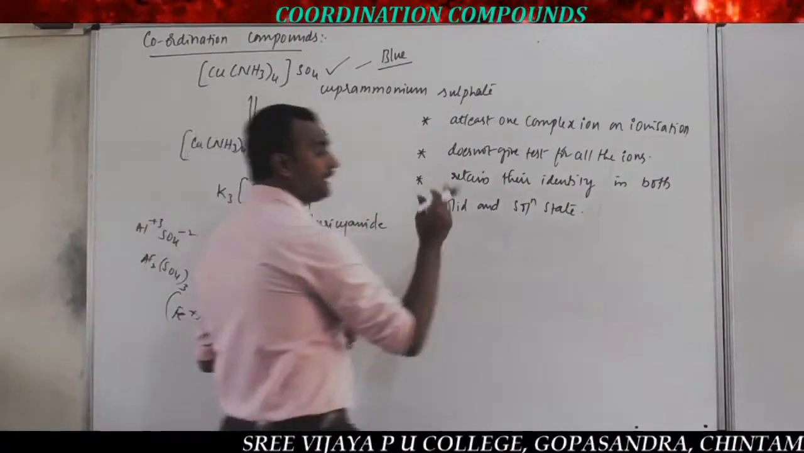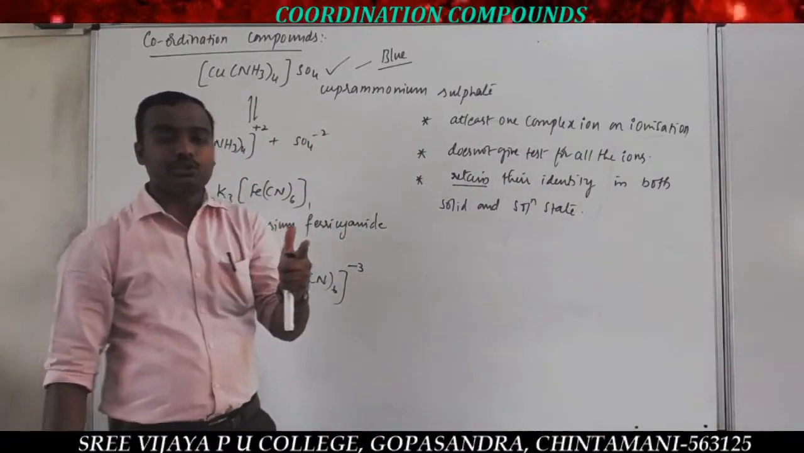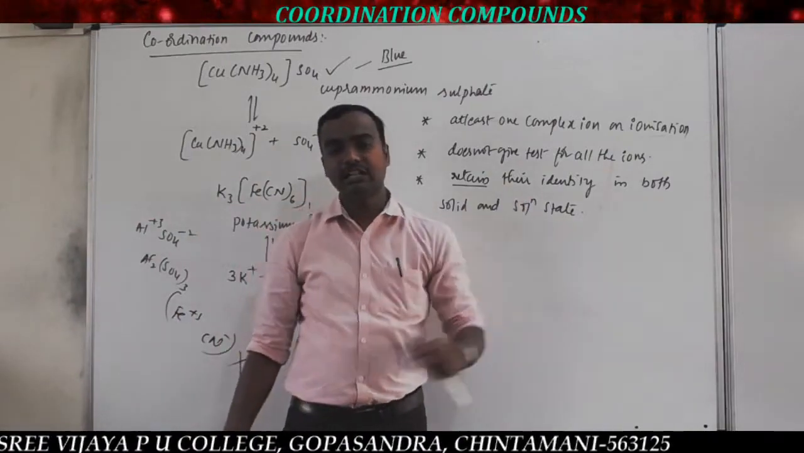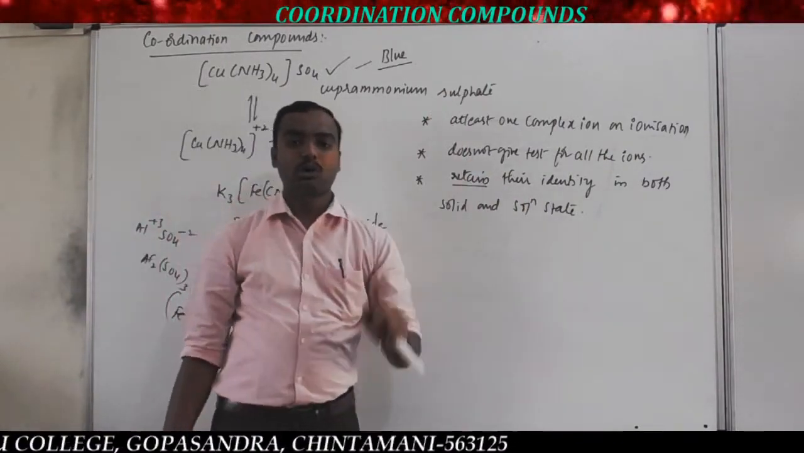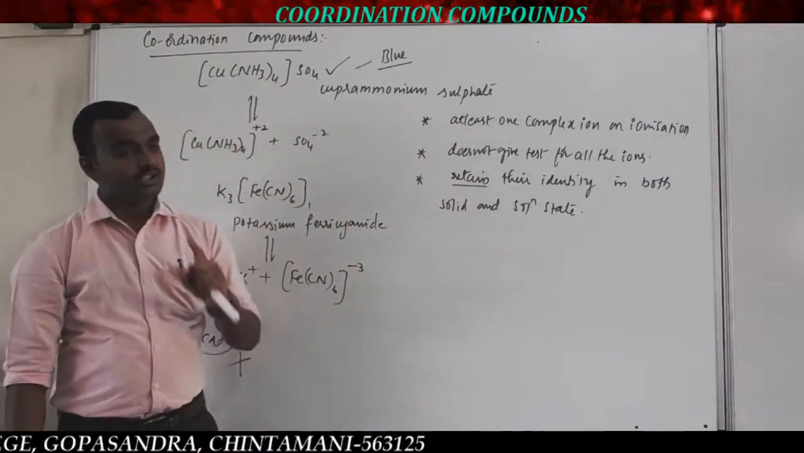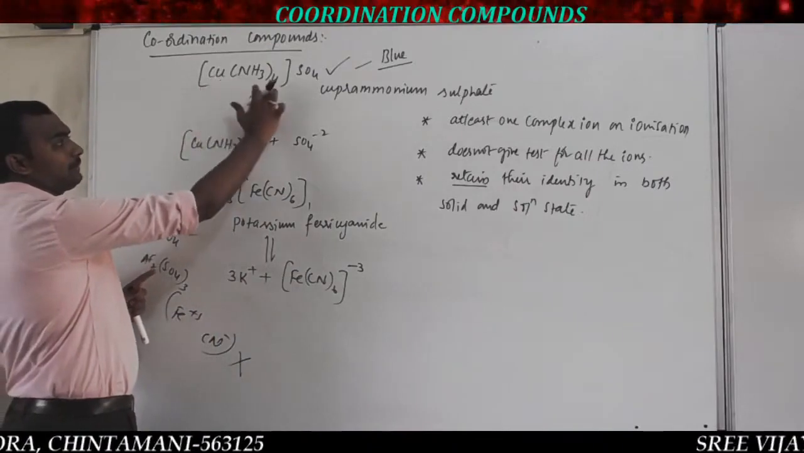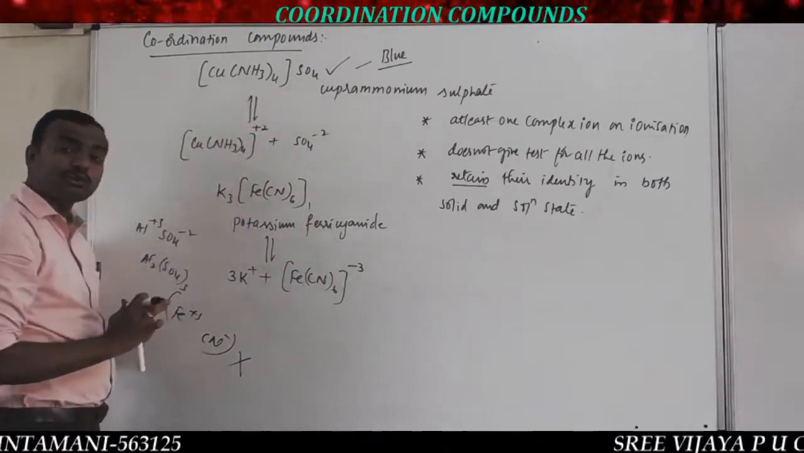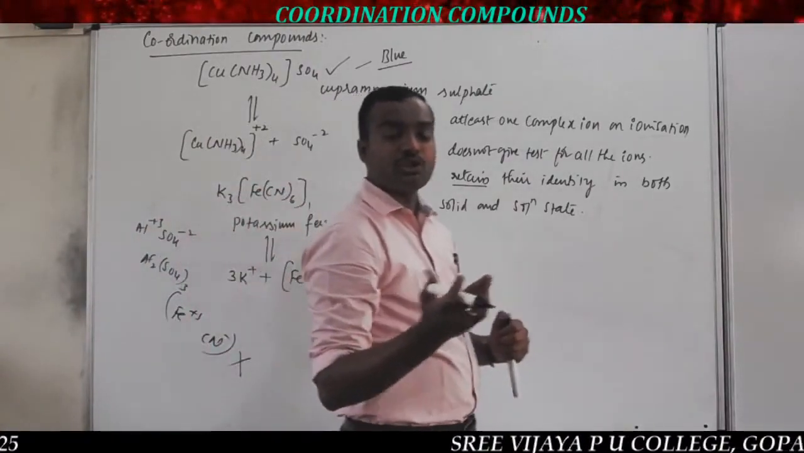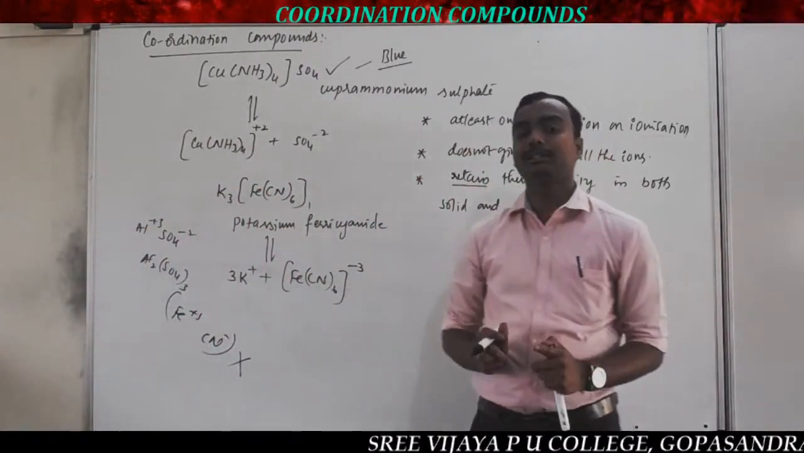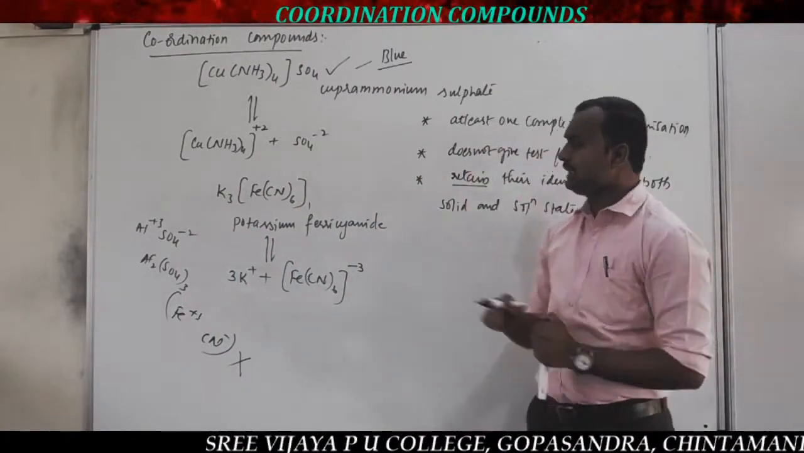But in the case of coordination compounds, they retain their identity. You can easily identify coordination compounds in the solid state as well as in the solution state. That is a very important characteristic of coordination compounds. Then what is the meaning of coordination compound? That is a compound in which the center metal atom is attached to a suitable number of ligands through coordination bonds. Because of the formation of coordination bonds between the ligand and center metal ion, we can call it a coordination compound.